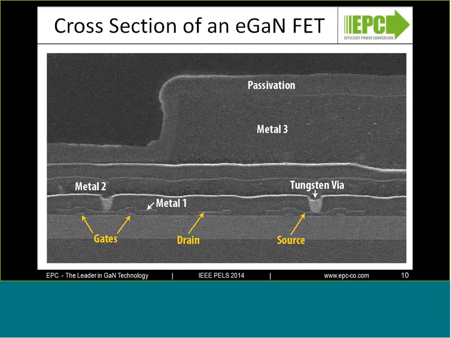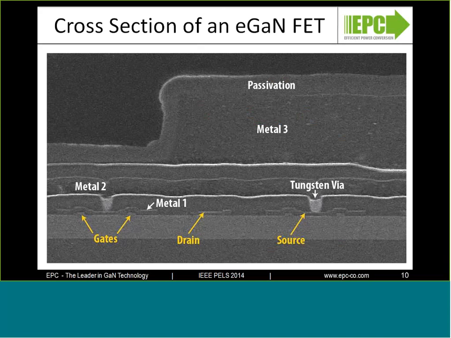Here's a cross-section of an actual device made by EPC. You can see in here there are 3 metal layers, tiny gates down there in the lower left, a drain electrode, a source electrode. These are made with sub-micron feature sizes. And this device is manufactured in a standard low-cost silicon foundry in Taiwan. And we build these parts side by side next to CMOS wafers.